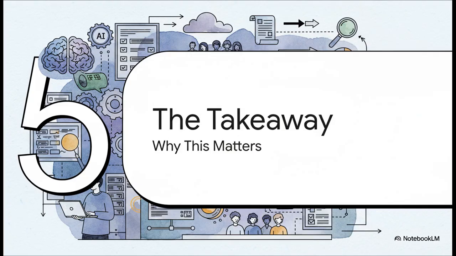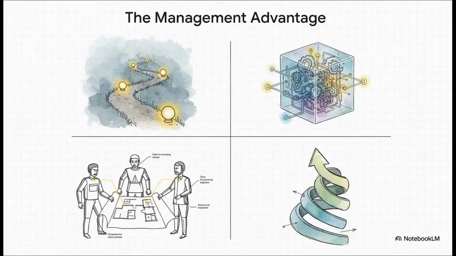Okay, let's bring it all home. What does all this structured toolkit actually mean for you as a manager or a stakeholder? Why should you really care about this for your AI projects? Well, the management advantage is just huge. First, it de-risks the incredible uncertainty of AI. By having these regular check-ins, you can catch problems early before they become disasters.